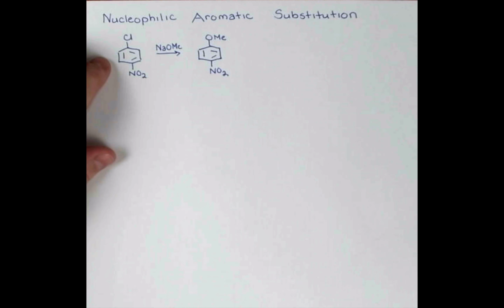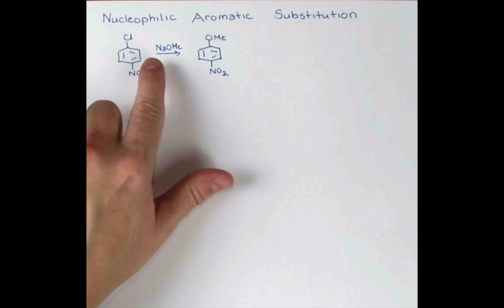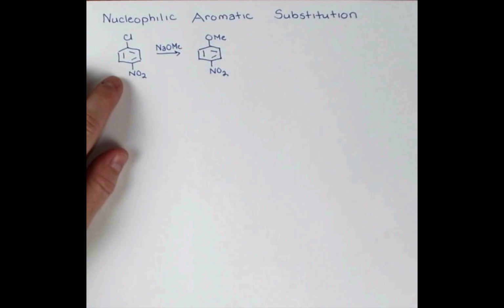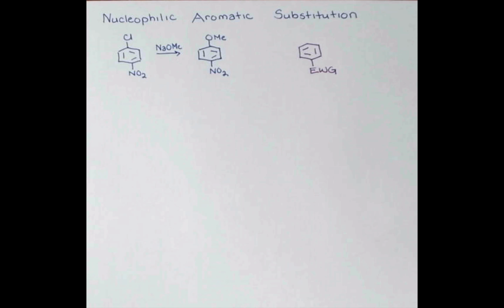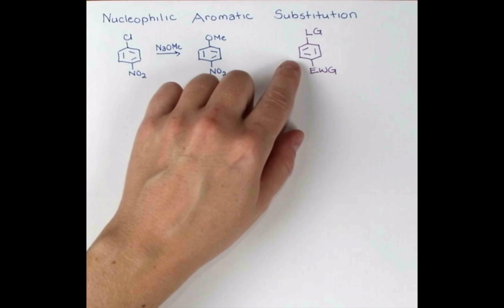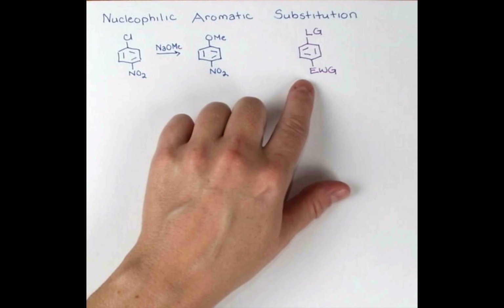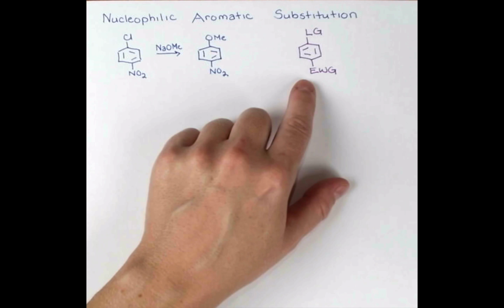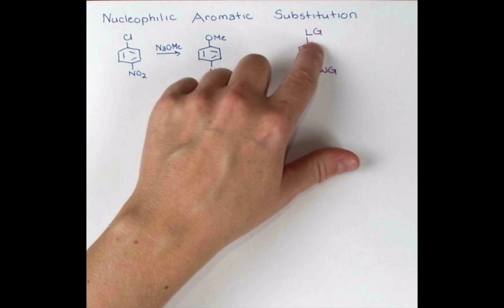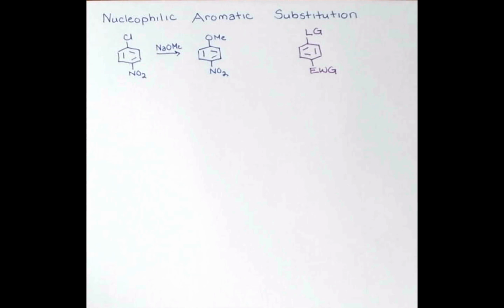In this example, we have this aryl chloride undergoing substitution when treated with sodium methoxide. Notice we have an electron withdrawing group here. This is going to be critical to the mechanism. And on this side, we have a leaving group. Now the substitution pattern here is important. The leaving group needs to be para, or across from the electron withdrawing group. It can also have an electron withdrawing group adjacent to it, or in the ortho position.